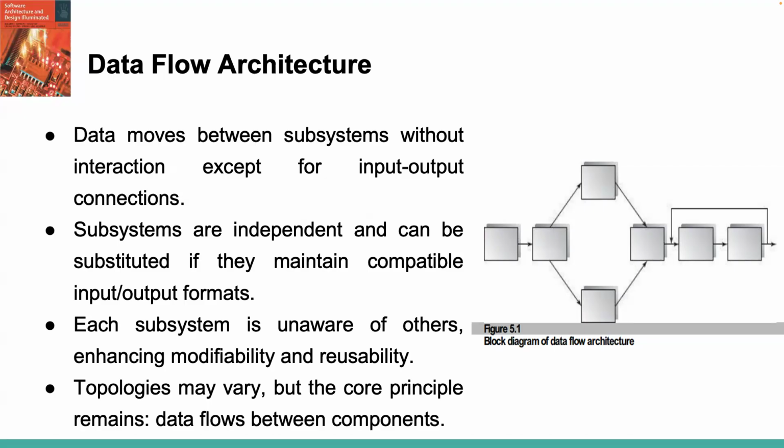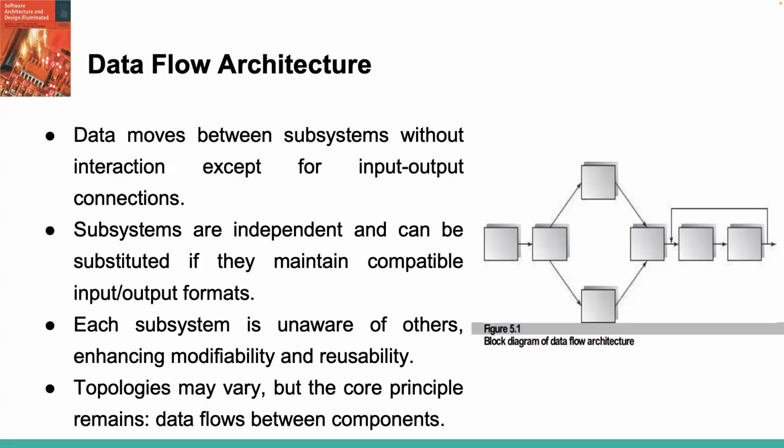Let's break this down with a few key points in an example. As you can see from the diagram, each block or component operates independently. The only requirement is that it accepts data in a compatible format from the previous block and outputs data in a format that the next block can process. For example, in a text processing pipeline, one component might clean text and another might analyze it for keyword frequency.